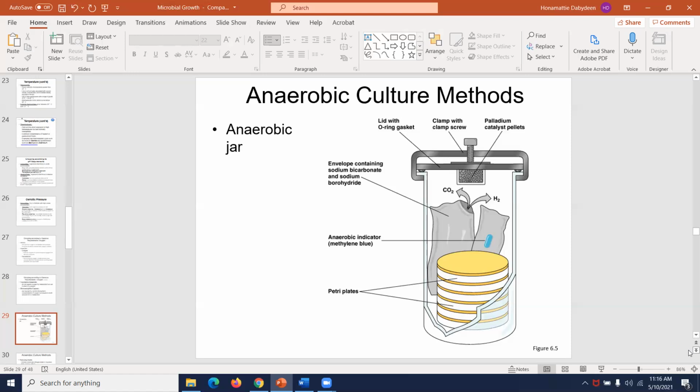We do that by combining the oxygen in the air in the jar with hydrogen. That will form water, because we have a catalyst there to help with that reaction. The water will condense at the bottom of the jar and on the plates. But the point is, we now have an oxygen-free atmosphere and our anaerobic organisms can grow.